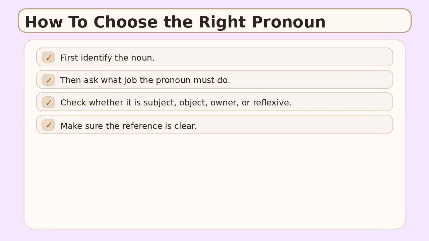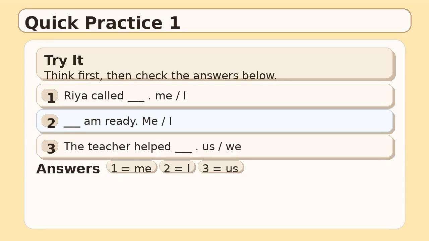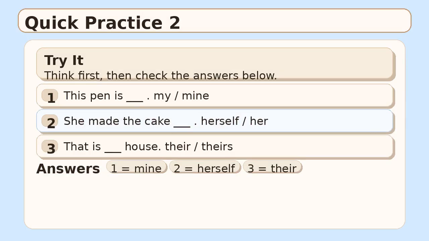Use this quick method whenever you feel confused. It helps in both exams and real communication. Try these quickly. Focus on whether the sentence needs a subject or object pronoun. Now test the possessive and reflexive forms. Do not answer too fast. Think about the function first.